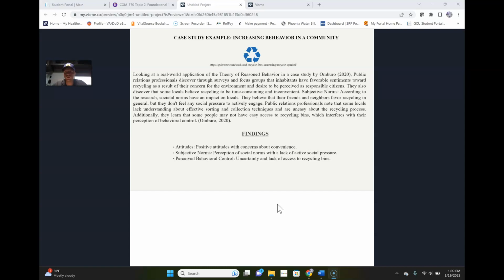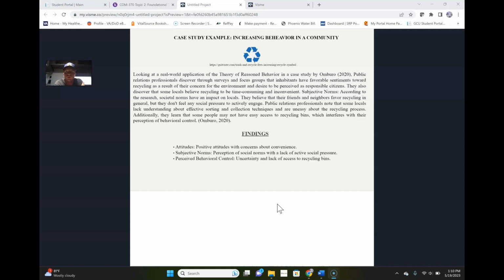Looking at a real-world application of the theory of reasoned behavior in a case study by Umburo, public relations professionals discovered through surveys and focus groups that locals have favored sentiments towards recycling as a result of their concerns for the environment and desire to be perceived as responsible citizens. They also discovered that locals believe recycling to be time-consuming and inconvenient.